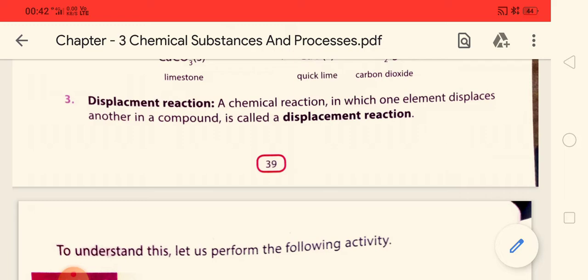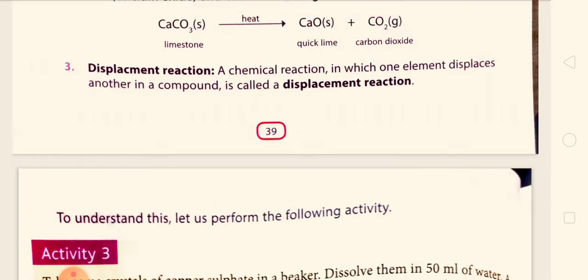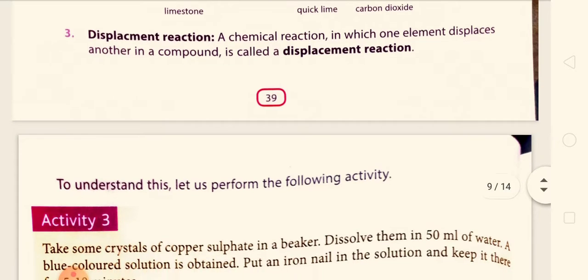Displacement word means something displaces from its position. The displacement reaction, what is the definition of this reaction? Look here. A chemical reaction in which one element displaces another in a compound is called a displacement reaction. One element displaces another one and gets combined in that place. So that is called the displacement. Place change कर देना. This is the displacement reaction.